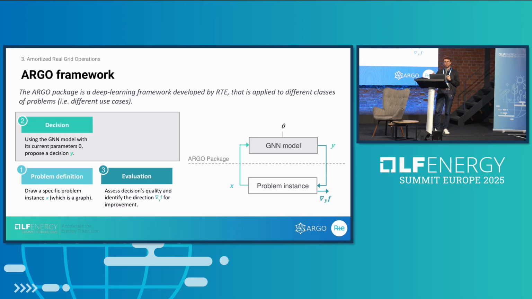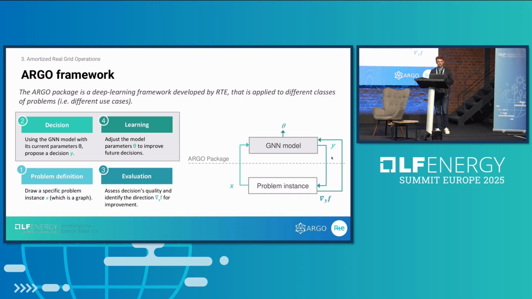Then you pass this decision y to the problem instance, and basically your problem instance will have to compute a direction of improvement, so a gradient, basically. So the derivative of a certain cost function you are trying to minimize with regards to this decision. And then you pass this gradient to your model, you perform some backpropagation, and you update the parameters theta.